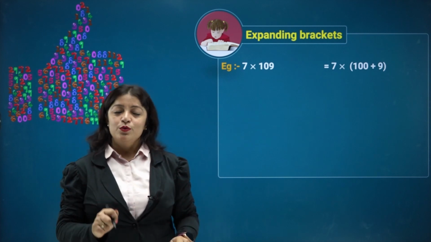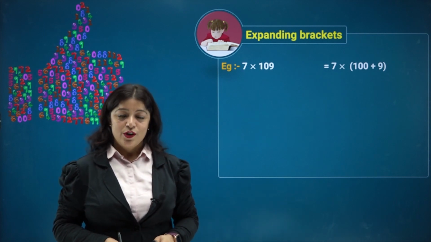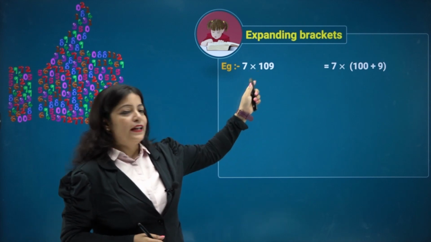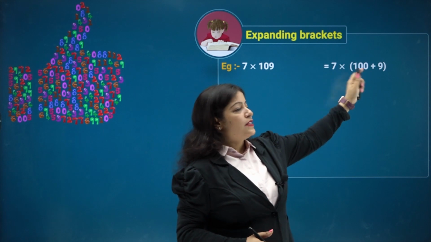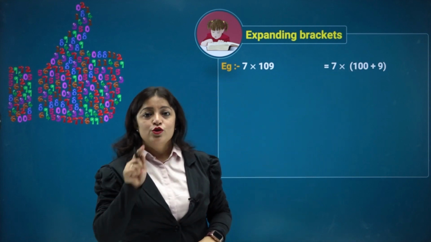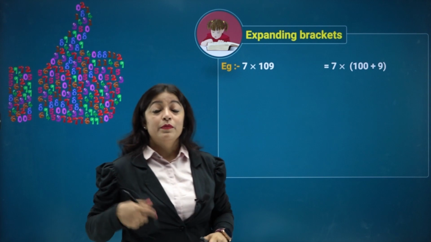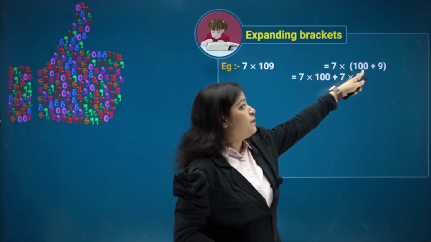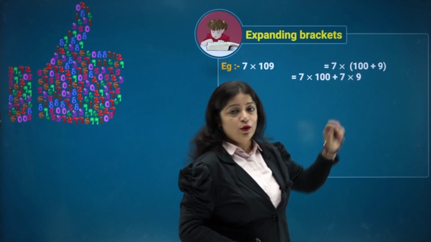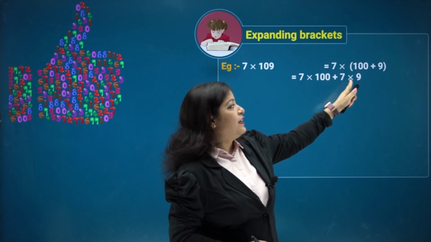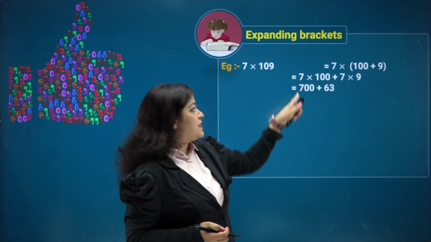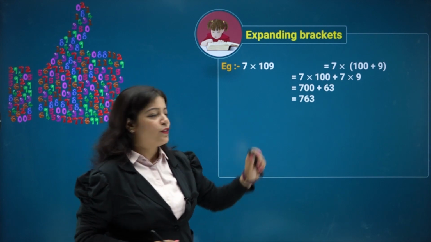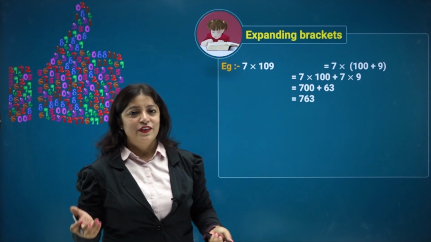Suppose a question is given to you, 7 times 109. So what do we do? We expand the number and write it in a bracket. So 109 can be written as 100 plus 9 and this we write in a bracket. So 7 times (100 plus 9) means what? Applying the distributive property, we multiply this 7 by 100 and we multiply this 7 by 9 also. So 7 times 100 and 7 times 9. You get the answer as 763. So without actually doing the multiplication, we get our answer as 763.